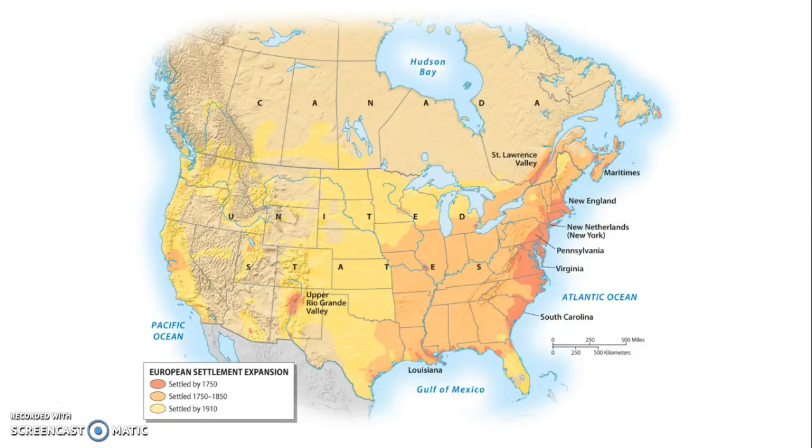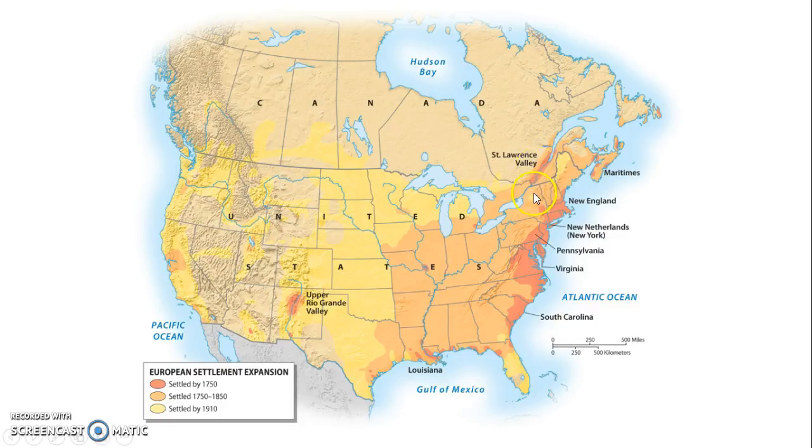Here's a little history of European settlement in North America, divided into three periods. The first period is the area that was settled by 1750. This is what we call the 13 colonies. These are the 13 original British colonies, including New York and Pennsylvania, Maryland, and the Carolinas, Georgia. All these are part of the original settlement. In Canada, we see the original settlement happen around the St. Lawrence River and the St. Lawrence Valley.